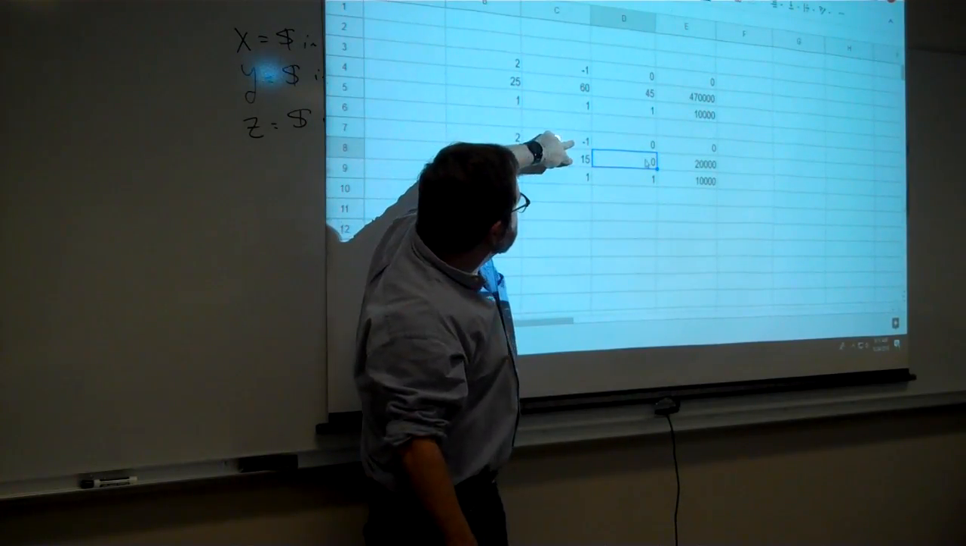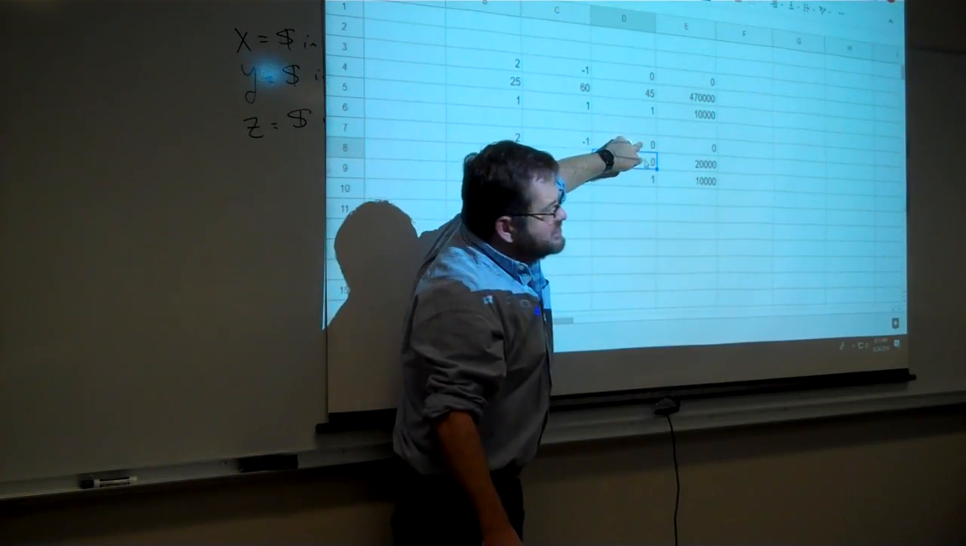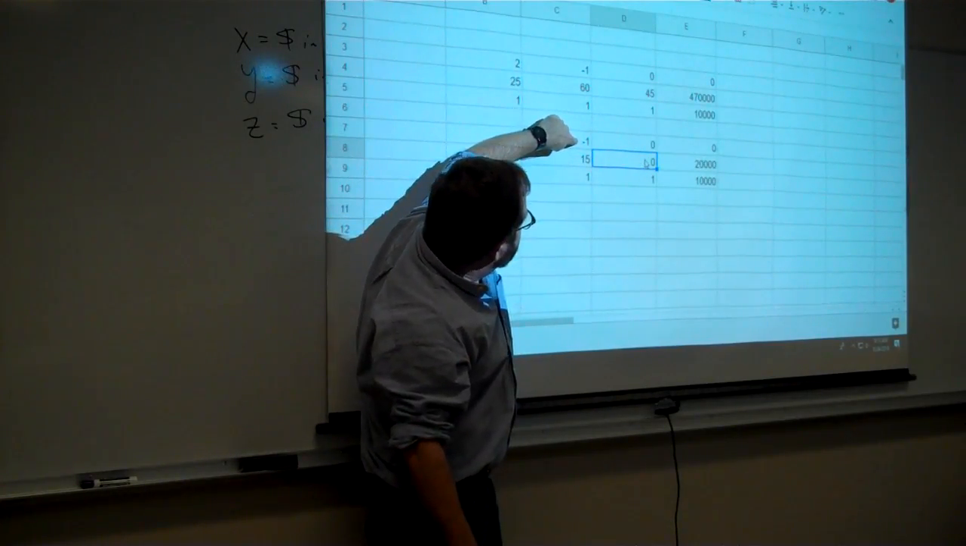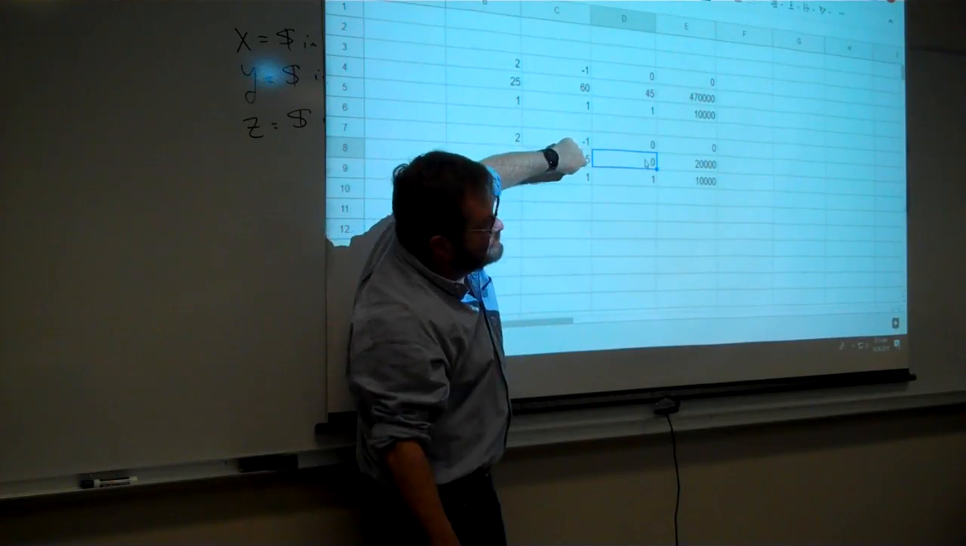I want to work with these two rows because if I add these together, these will just be adding zeros. So, to make this thing go away, using this one, how about 15 times row 1 plus row 2?